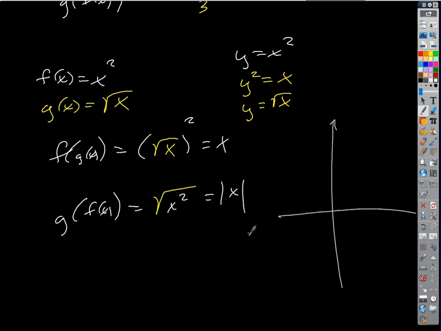Here's why. Let's graph them. If I graph f of x equals x squared, it's that, isn't it? Okay. What is g of x equals the square root of x? It's just that. What are we missing? The other side. Oh yeah, we're missing the other side, aren't we? We're missing the minus the square root of x part.